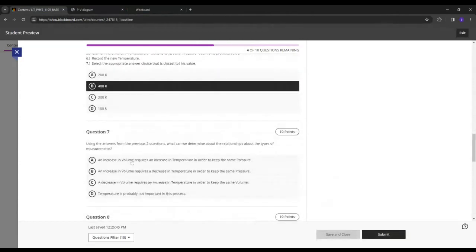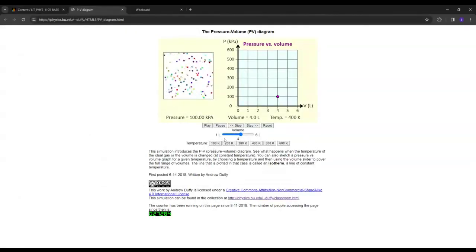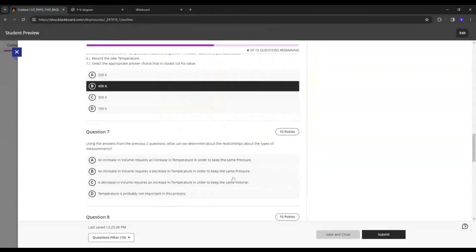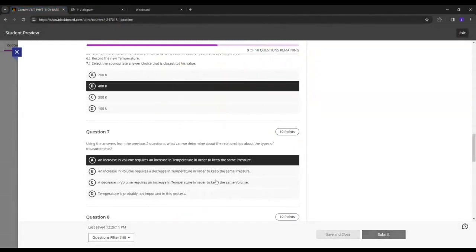Okay, so let's see which of these things is true. Increase in volume requires an increase in temperature to keep the same pressure. Is that what we did? We went from 2 liters to 4 liters, and we went from 200 Kelvin to 400 Kelvin. And both of those had the same 100 kilopascals. Yeah, that seems to be what we did.